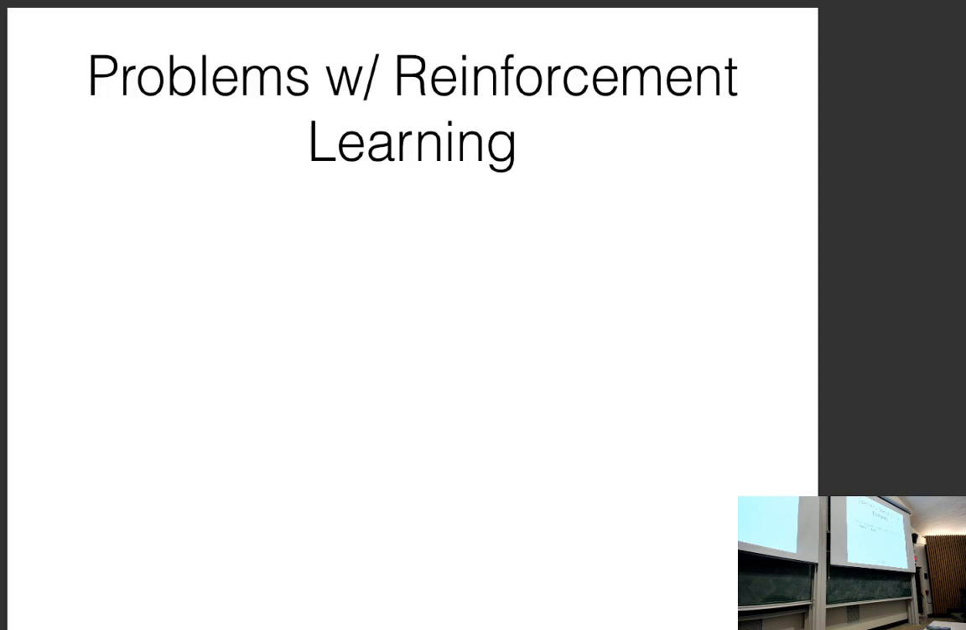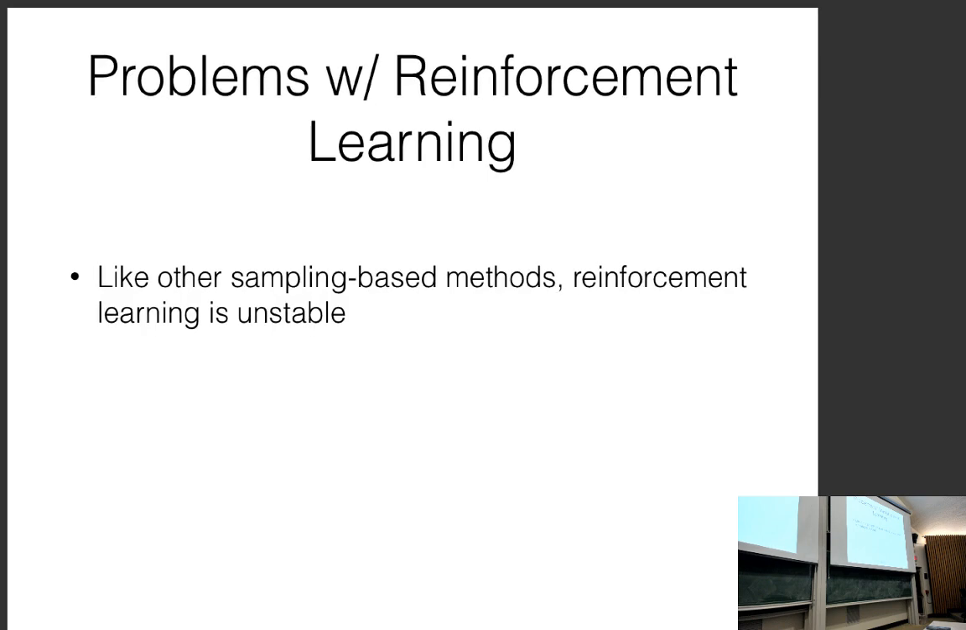So problems with reinforcement learning. One problem with reinforcement learning is, like other sampling-based methods, it can be unstable. Like it said in the reading, it can be unstable with large action spaces. So the example of Pong is a really good example because our action space is two, right? You can either go up or down. In sequence models, this is a really bad example, right? Because your action space is the size of your output vocabulary. So your action space can be 10,000 or 100,000 or something, which is very scary.